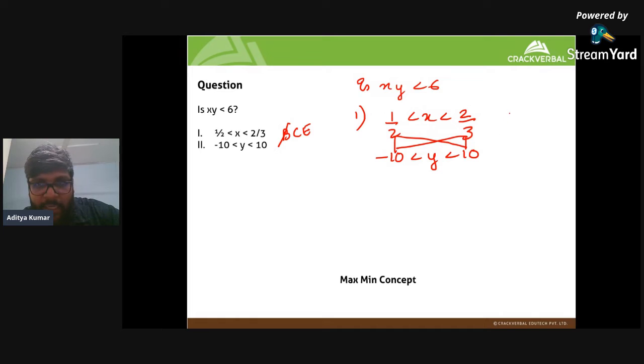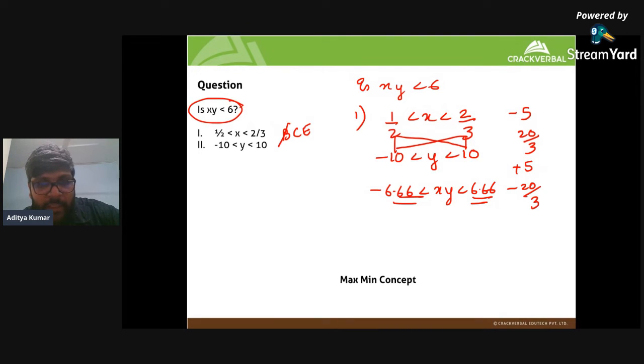So half into minus 10 is minus 5. 2 by 3 into 10 is 20 by 3. Half into 10 is plus 5. And 2 by 3 into minus 10 is minus 20 by 3. So the range is from minus 6.66 to plus 6.66. Keep in mind, nowhere in the question have they told you that xy is an integer. So if I get this entire range when I combine the two statements, xy can be less than 6.